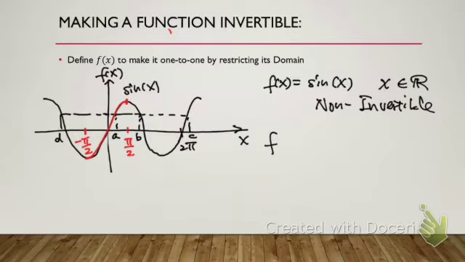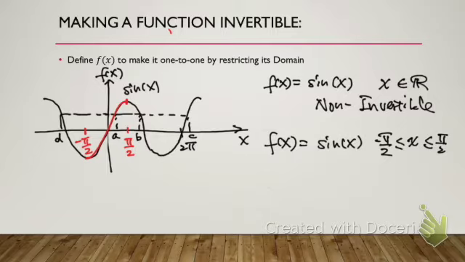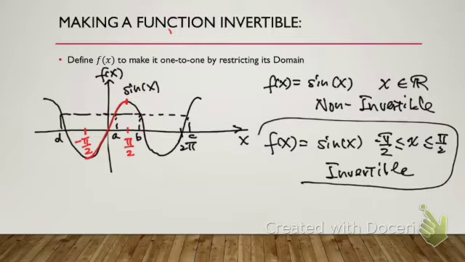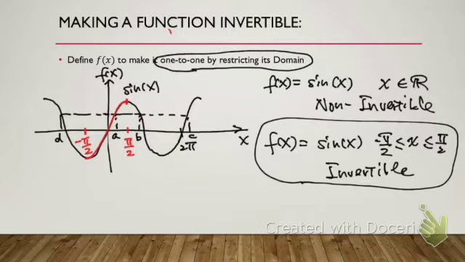Okay. However, if I redefine sine of x to have x in between pi over 2 and negative pi over 2, then yes, this is invertible. So the key message is sometimes you can make the function one-to-one by restricting its domain. As you can see clearly, the one that I highlighted in red here has a one-to-one correspondence between x and y.